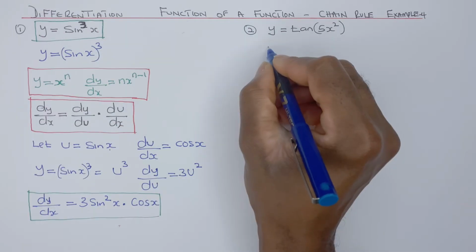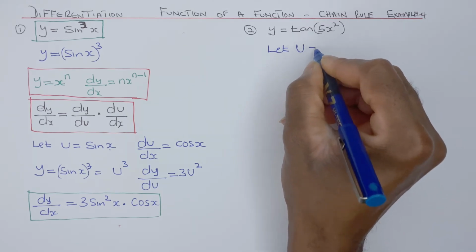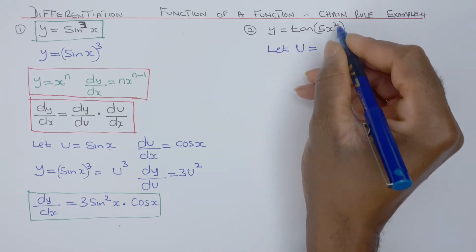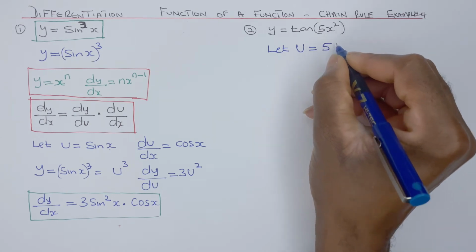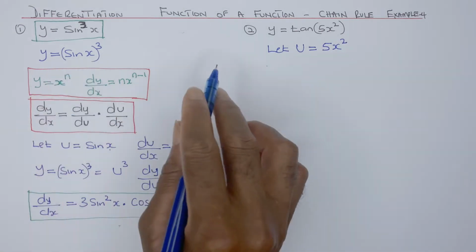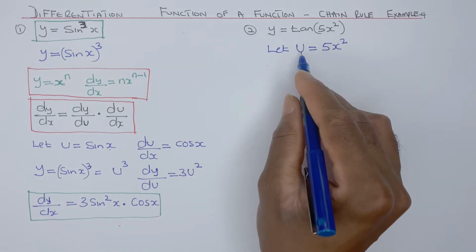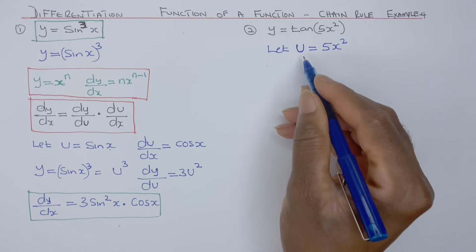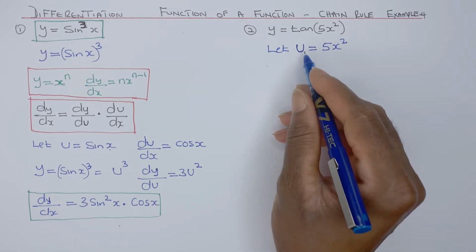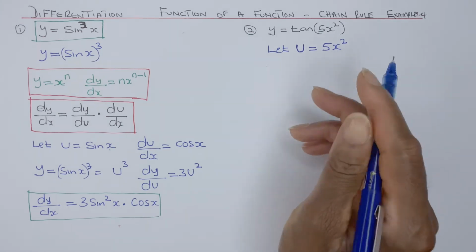Question 2, we can say let u equals 5x squared. So we always put the bracket as u. The bracket here is 5x squared, so that's what u will be. You don't have to use u. You could use v or t or any other letter you prefer.